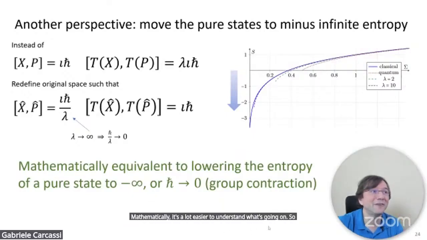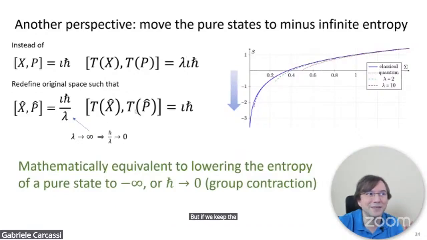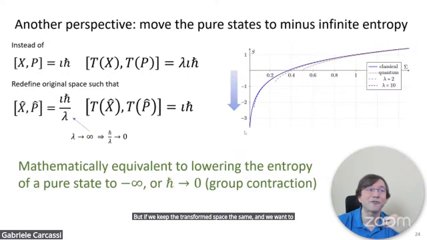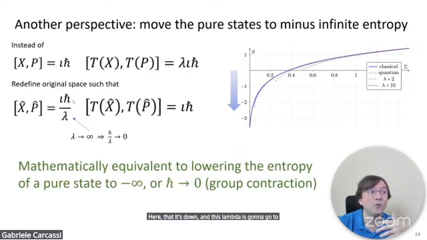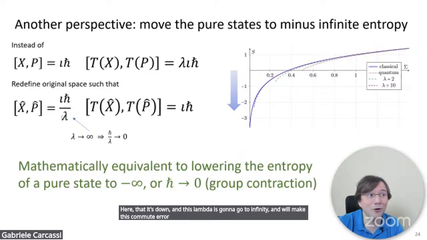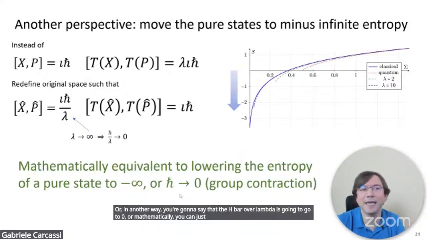So what's going on is that if we are increasing the entropy on the transformed side, then the target is the one that is going to get the factor of lambda. But if we keep the transformed space the same, and we want to start from a space that is at lower entropy, the lambda is not going to be here; it's going to be on the original states as an inverse. So you're going to have a lambda here that is down, and this lambda is going to go to infinity and will make this commutator go to zero. Or in another way, you're going to say that the h bar over lambda is going to go to zero, or mathematically, you can just say that the h bar goes to zero.